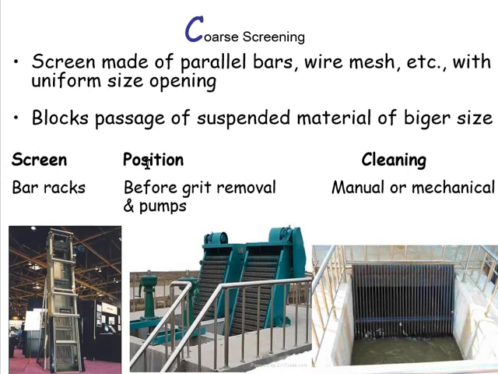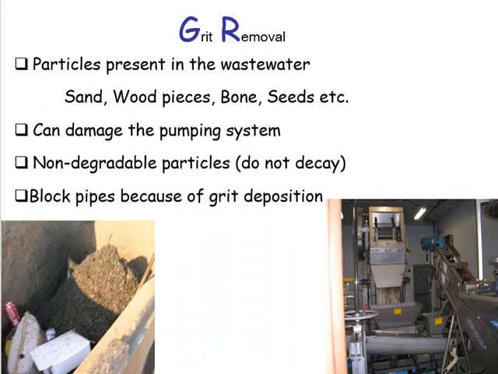The position of this bar rake in the treatment plant is before the grit removal. If you remember that figure, it is before the grit removal tank, and just at the beginning of the treatment plant and the beginning of the pumps. Cleaning we do manually or mechanically, so you can remove the solids from the bar rake. Grit removal is another tank like this one. The water will pass through the tank, and the solids like sand and other small solid particles can be removed. So this is called the grit: sand, wood pieces, bone, etc.